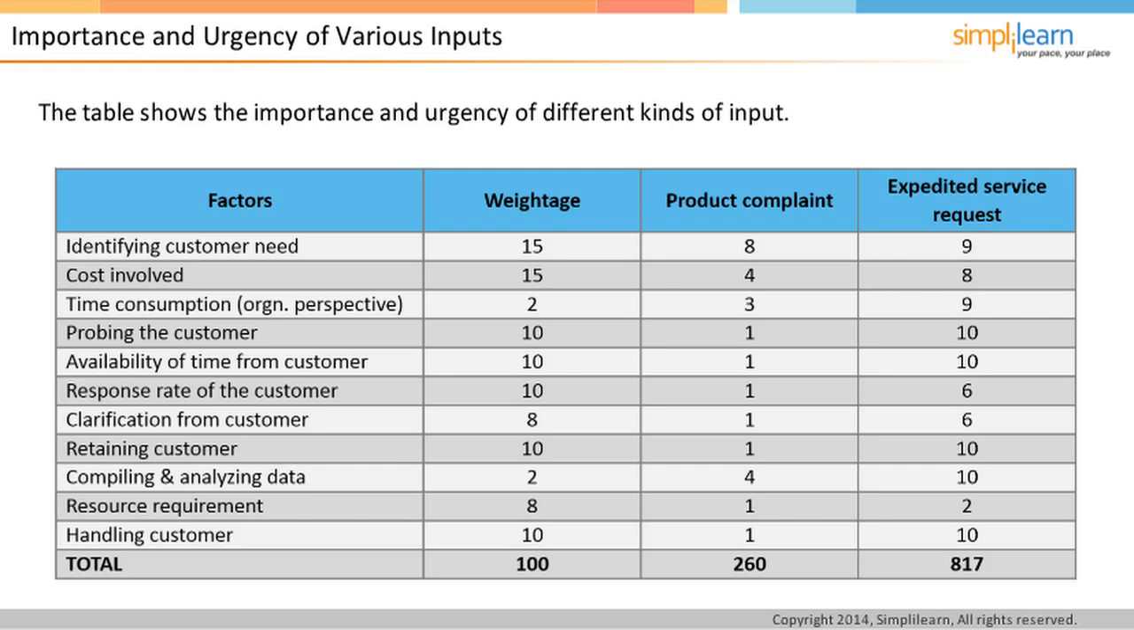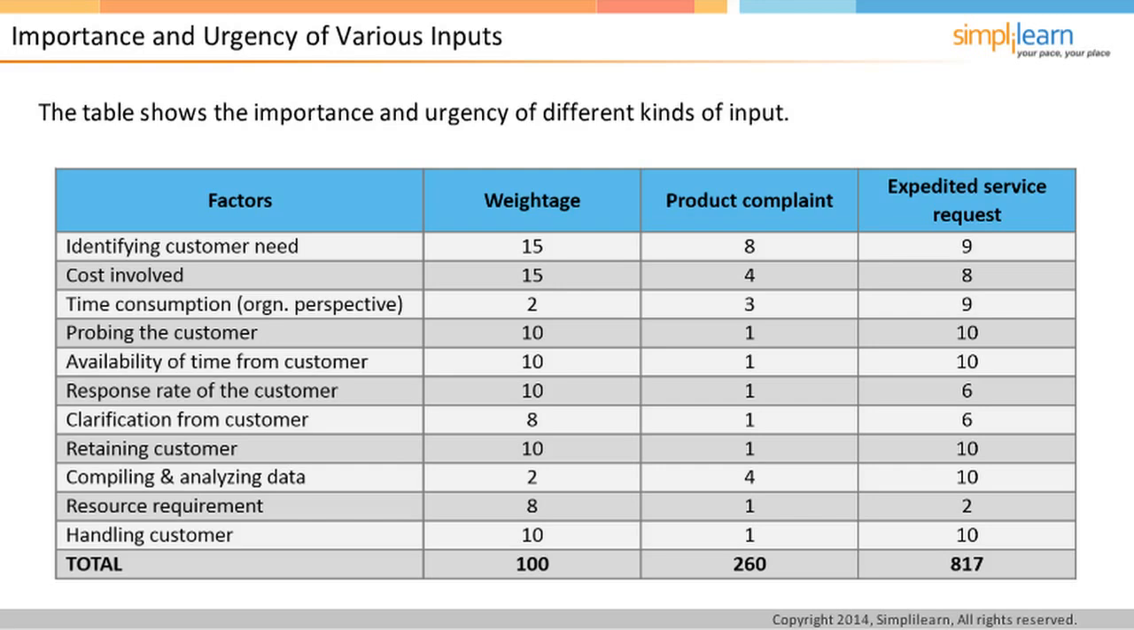Each method is rated between 1 and 10 based on its impact of the listed factors, with 10 being highly favorable to the organization and 1 being least favorable to the organization. After rating all the methods with the factors listed, the sum or total is calculated. Calculation of the total is derived by multiplying each method's rating with the factor weightage and adding all the multiplied values. That is, for product complaint, the rating is multiplied with the factor's rating.